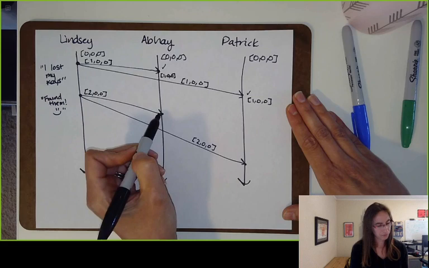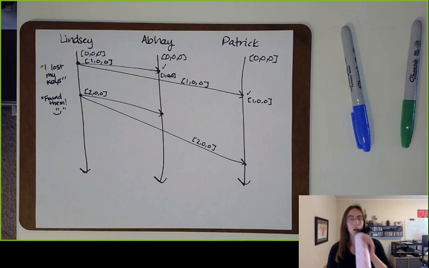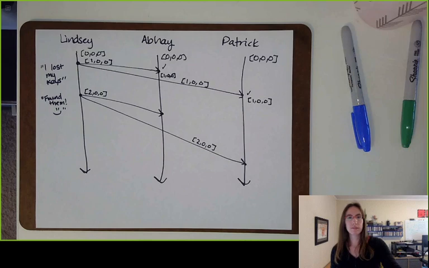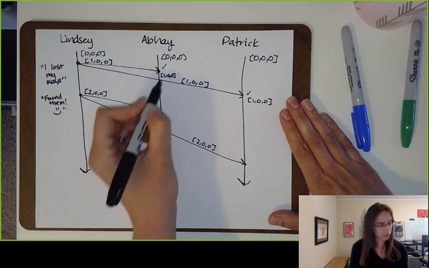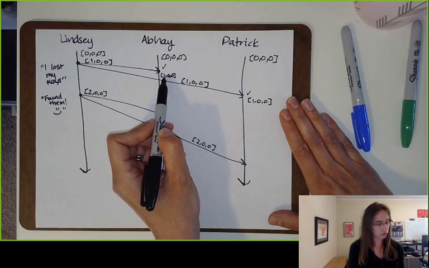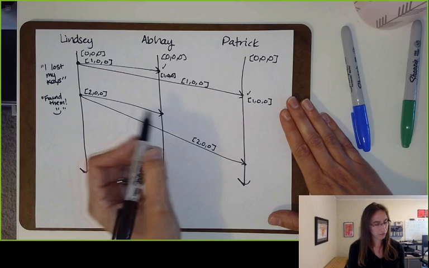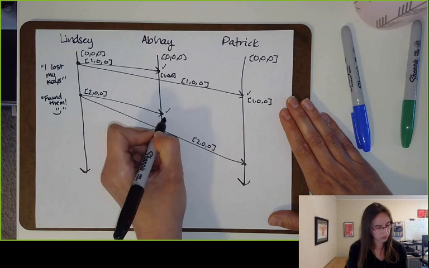The message gets here. Is this one okay to deliver? Yeah, this one should be fine. And if you think back to the delivery conditions that we talked about a second ago, why is it fine? Well, it's fine because it's one bigger than Abhay's current vector clock in the sender's position. So it's two instead of one, so it's one bigger there, and it's less than or equal in every other position. So if you think back to that deliverability condition we talked about earlier, everything checks out. And we're good to go, we can deliver the message.